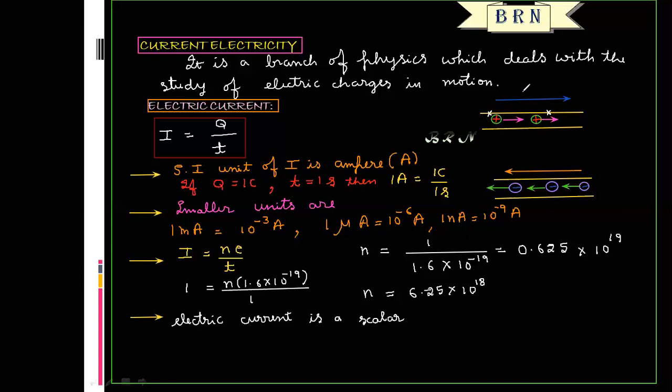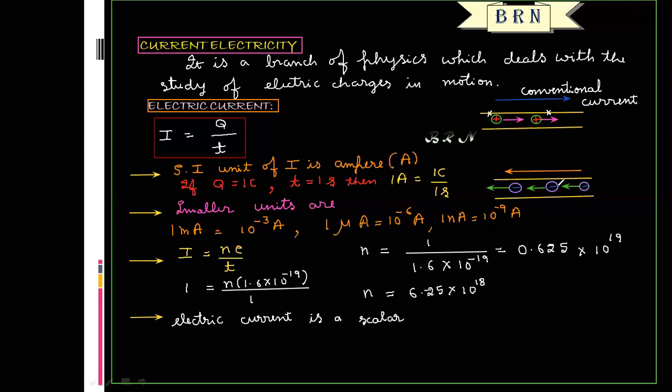This is actually the direction of conventional current. Okay, the direction of flow of positive charges, or the direction in which the electric field is applied, gives the direction of conventional current.